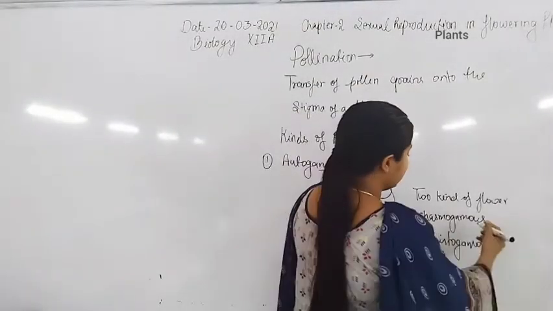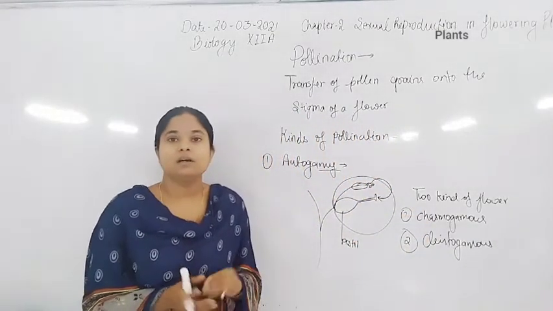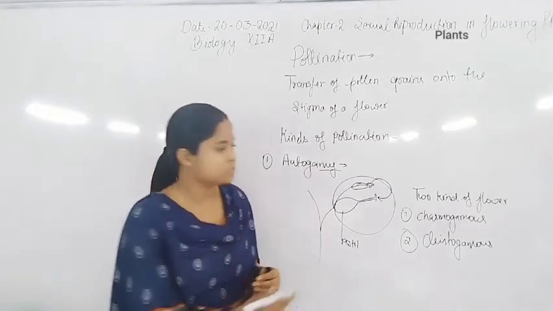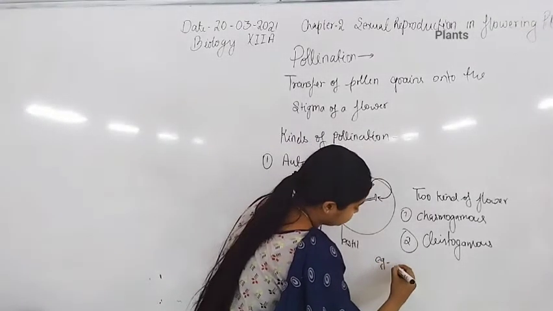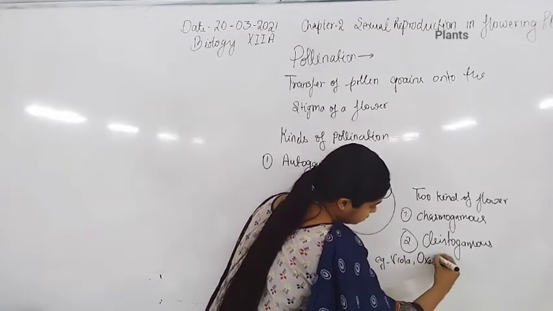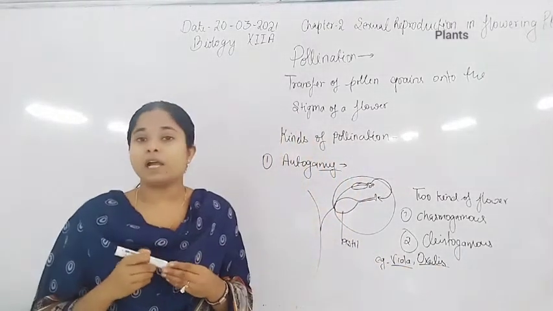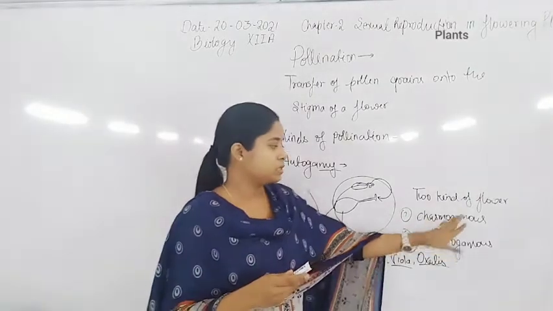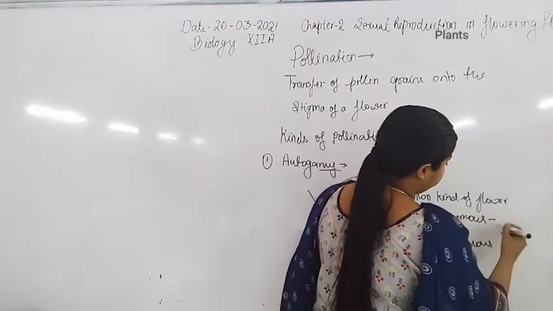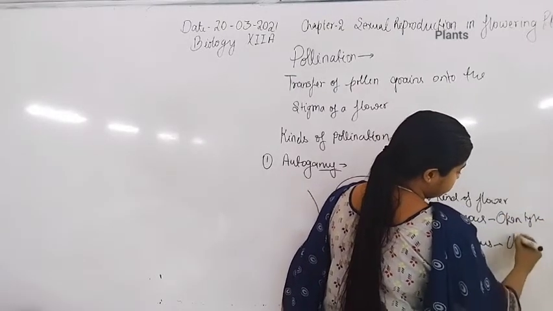These two kinds of flower are produced by some plants. Examples are viola and oxalis. These two plants produce two kinds of flower, chasmogamous, which is an open type of flower, and clistogamous, which is a closed type of flower. Here is the open type and this one is the closed type.